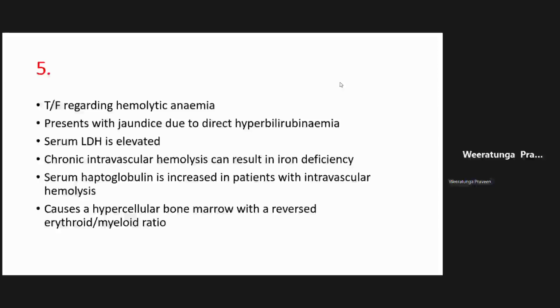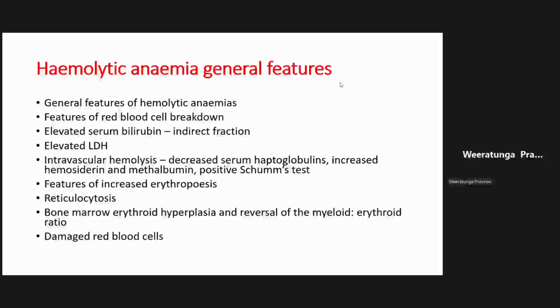Now, apart from these general features, there are specific features of intravascular hemolytic anemia versus extravascular hemolytic anemia. Extravascular hemolysis occurs in the liver and spleen. But in some hemolytic anemias, the hemolysis can occur inside the vessel. This is intravascular hemolysis.